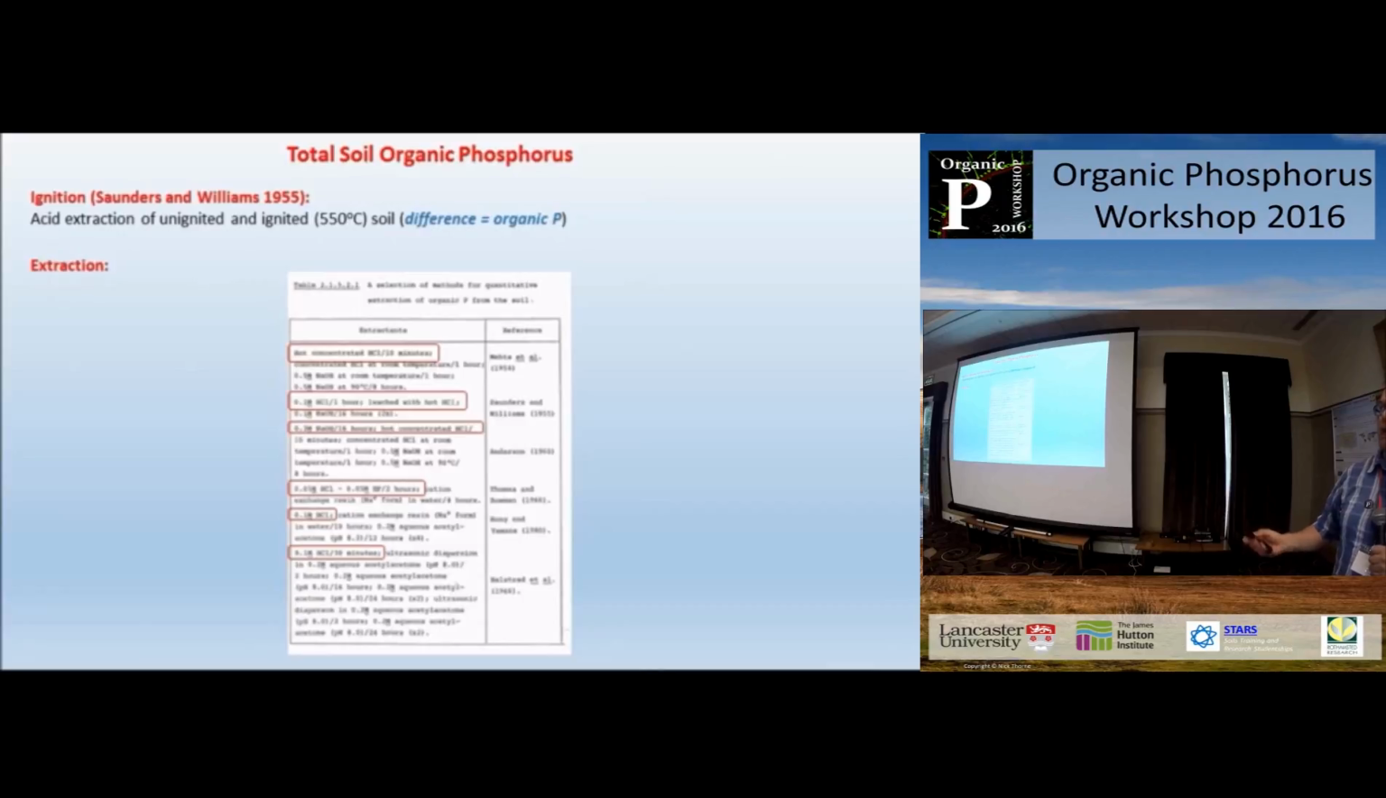And then there's the ignition method. I think I've got the right date there, I think it might be 53. Saunders and Williams. It's a quick method. It's very good, but you've got to be careful about it because, for example, it doesn't work in well-weathered soils. And there were papers back in the 1960s that actually showed that you shouldn't use this method in anything strongly weathered because you'll get a really false result in terms of organic phosphorus. But nonetheless, it's a handy technique, and it's good.